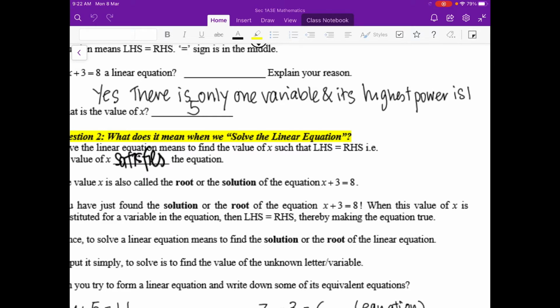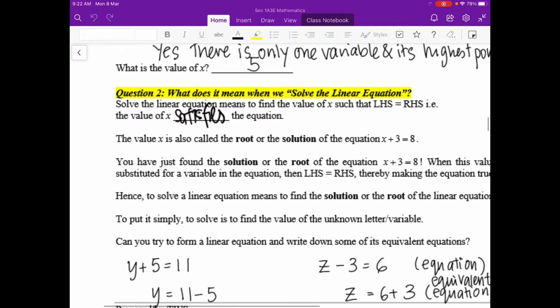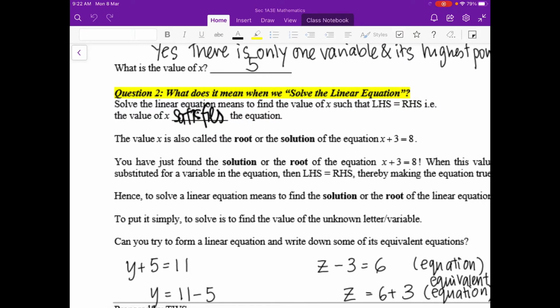Okay? Now next, when we ask you to solve the linear equation, we're just making sure, familiarizing you with the terms that we use. When we say solve the linear equation, now you know what a linear equation is. A linear equation is just a line. It has an equal sign. There's a left hand side, there's a right hand side. It has variables. The variable's highest power is 1.